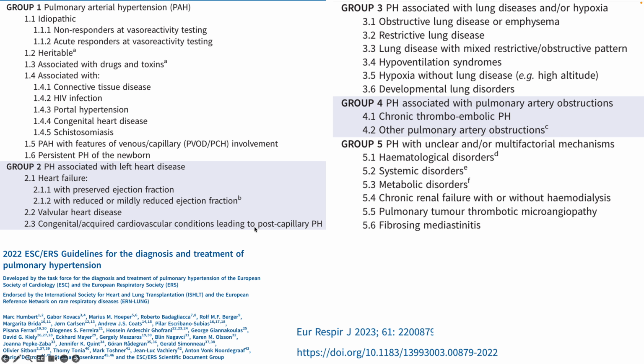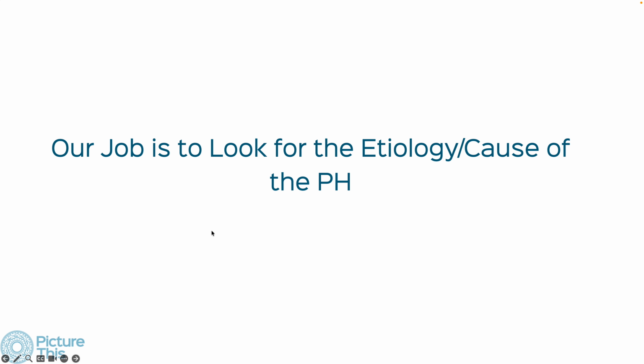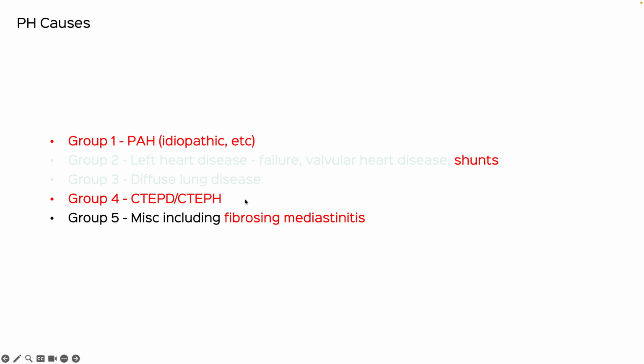Now, if you look at the causes of pH, you have the 5 groups, and we've discussed this earlier. Of these, and you can summarize these better, group 1 is the PAH or the idiopathic, group 2 is left heart disease including shunts, and then 3, 4 and 5. Our job is to look for the etiology or cause of the pH, and what we are able to do typically is look for, so I've removed diffuse lung disease because this is evident clinically. It won't be a surprise when we're scanning the patient, nor will failure and valvular heart disease be a surprise. And so where we make a difference is in finding these causes that I have marked in red.